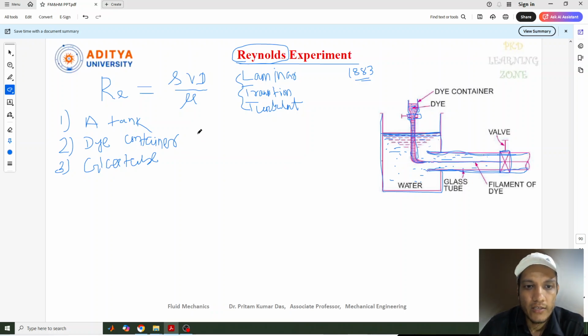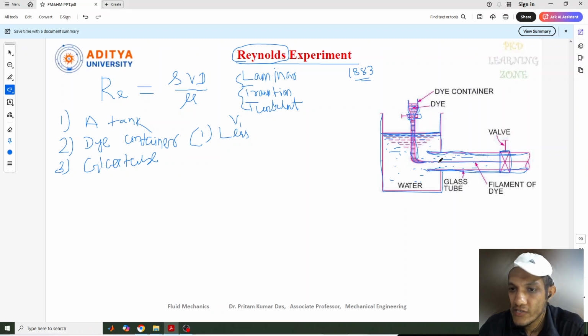Okay. So the first observation we can get: when the velocity of this flow is less, the dye filament can be observed like a straight line. The path of the dye will be observed like a line.